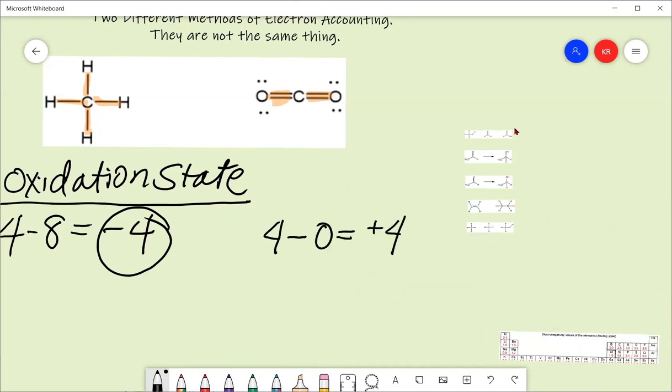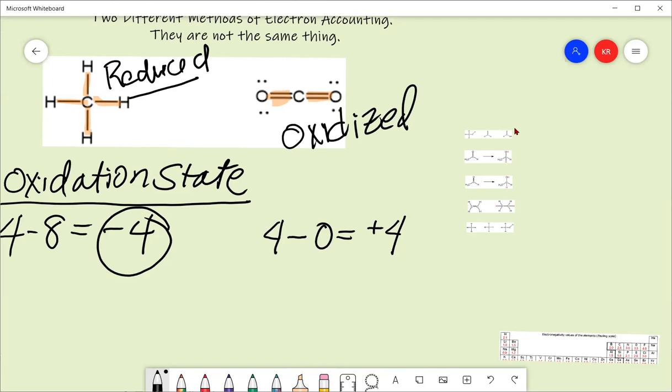So here we have methane, which is the most reduced that carbon can be. That is at minus 4. And we have CO2, which is the most oxidized that carbon can be. So it's a little different. That's how we calculate our oxidation state.